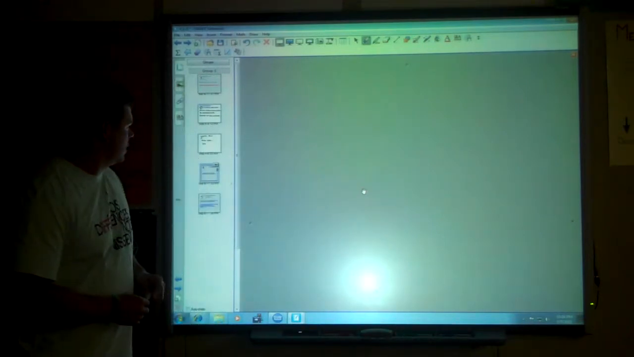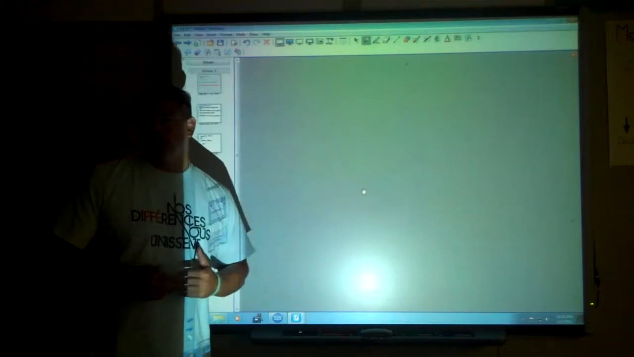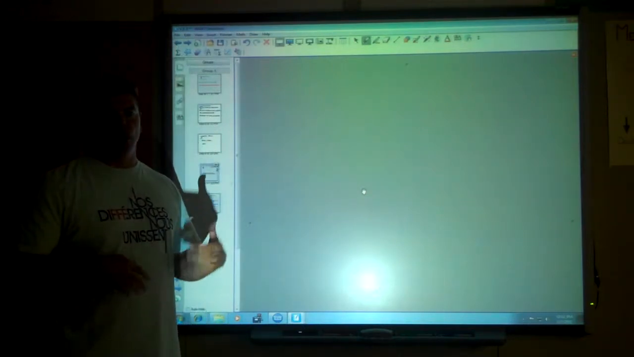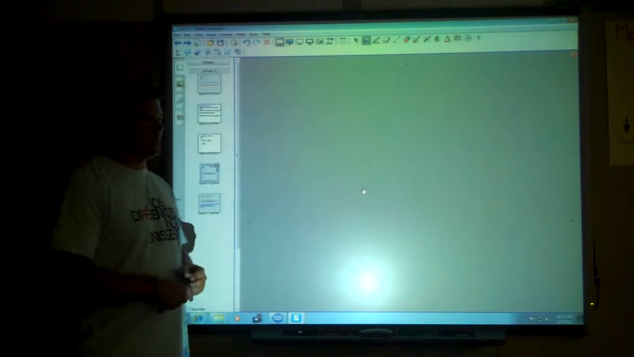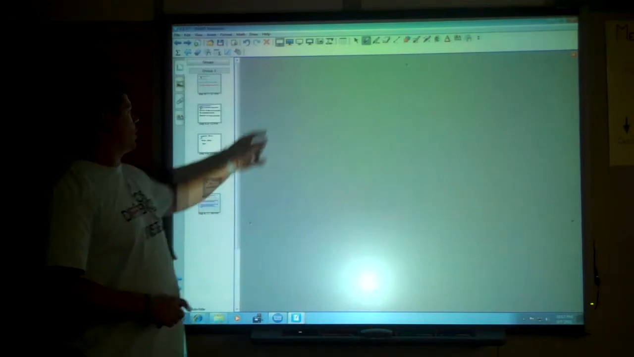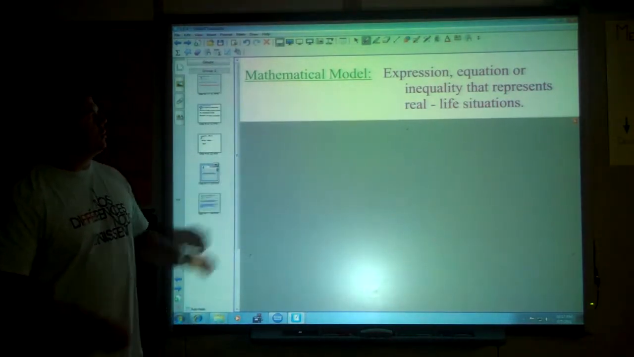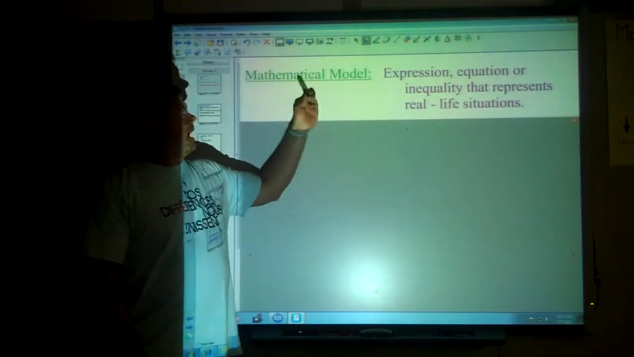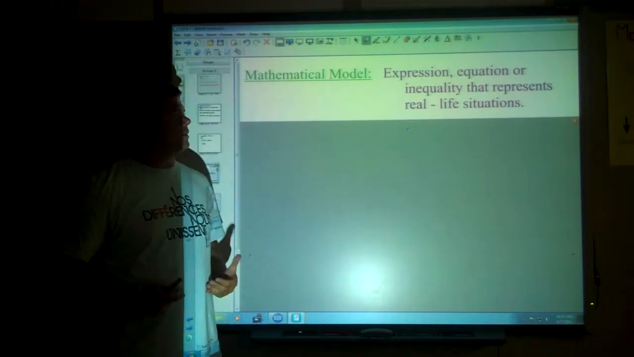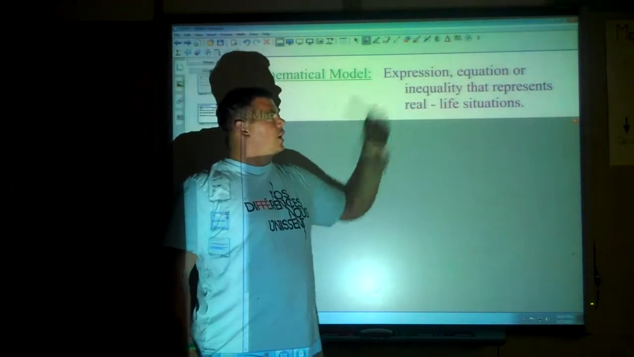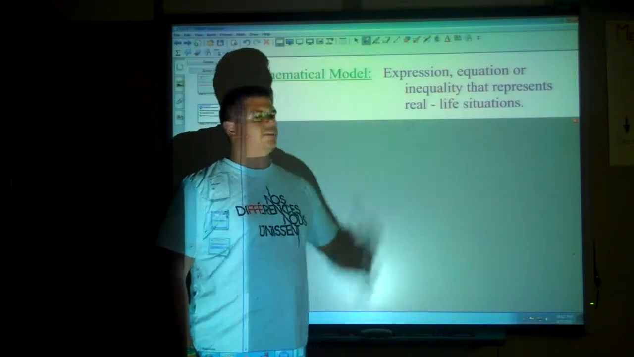1-5. Continuing more in-depth coverage of our problem-solving strategies and using equations, inequalities, possibly expressions. We start off with our mathematical model. A mathematical model, so we're thinking about math, and a model is something that might represent another situation. An expression, an equation, or an inequality that represents a real-life situation.